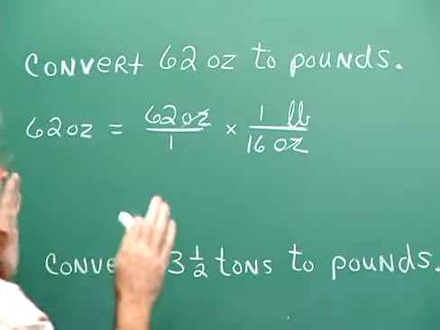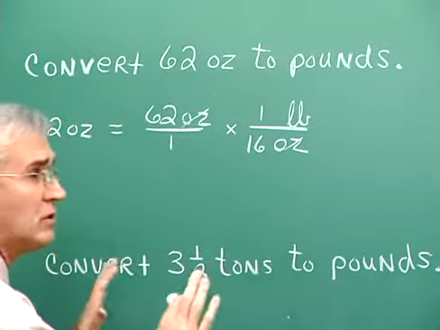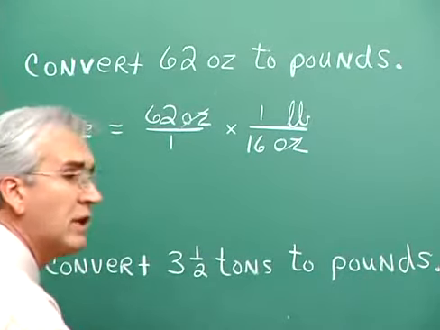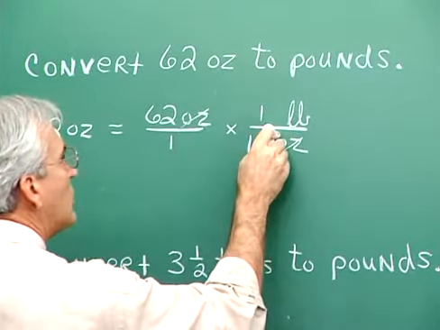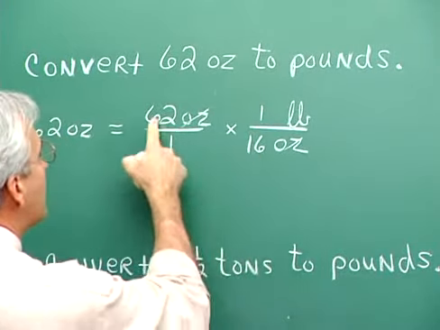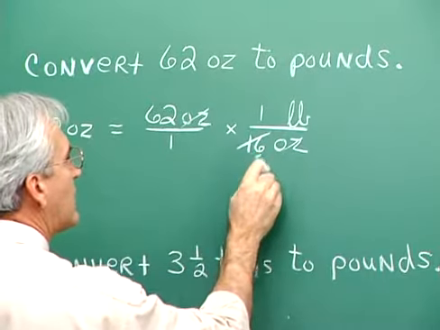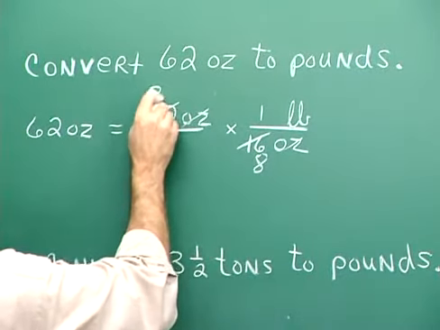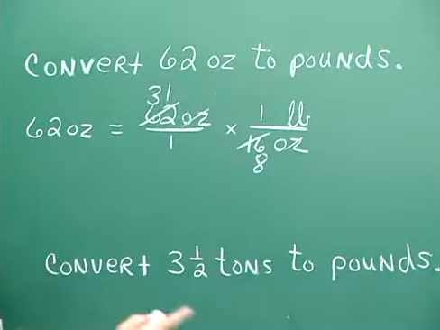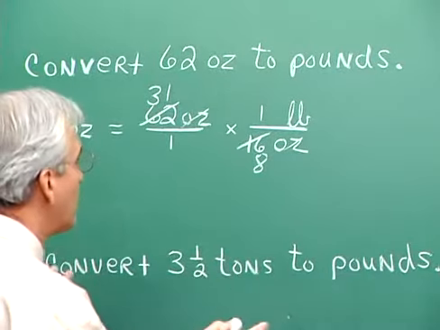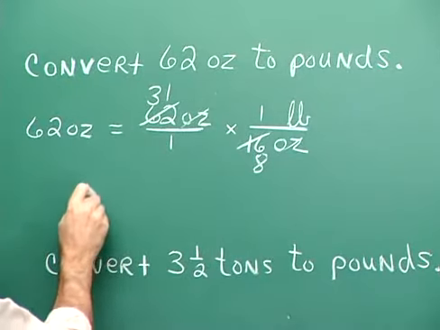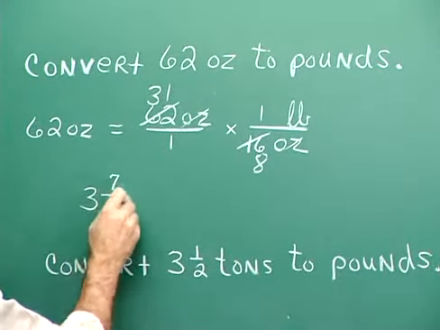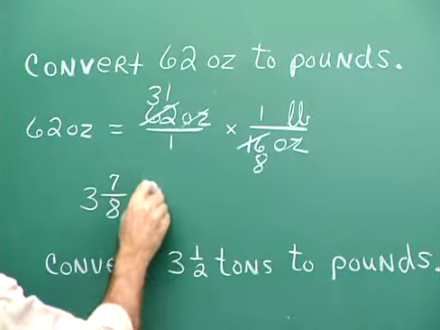Now, we can divide 16 into 62. We can use our calculator if we want to. We can reduce and then divide. And I think that's probably the thing that you'll do most often. You'll just say something like, well, I see that both of these are even, so 2 into 16 goes 8, 2 into 62 goes 31. And then we'll go off to the side and go through the division process. But it turns out that 8 goes into 31 3 times with 7 left over. So it's 3 7/8 pounds then.